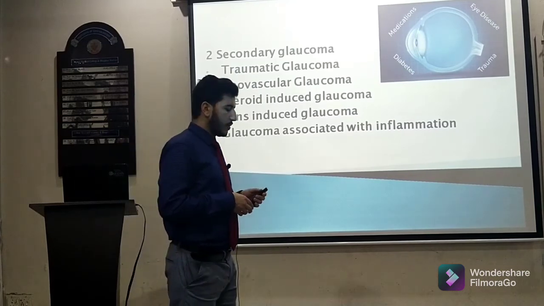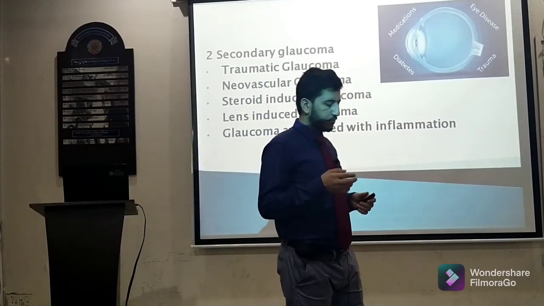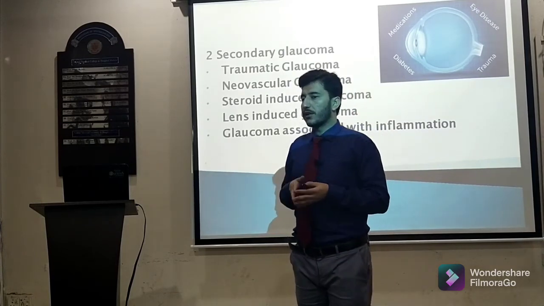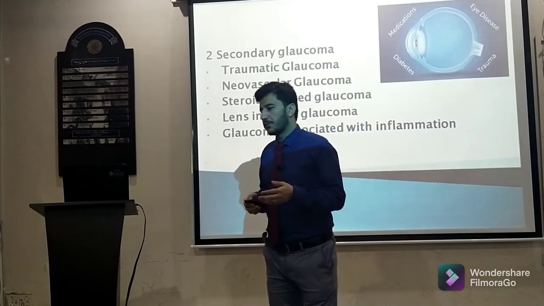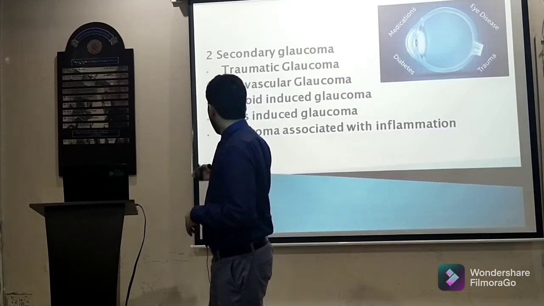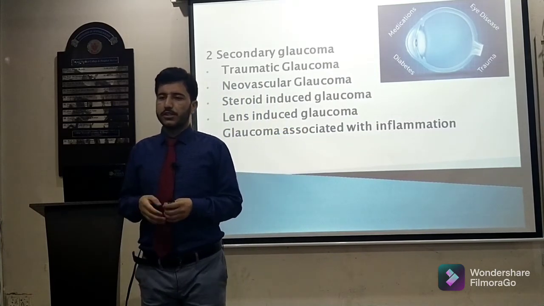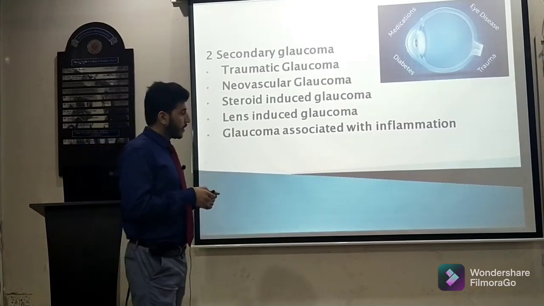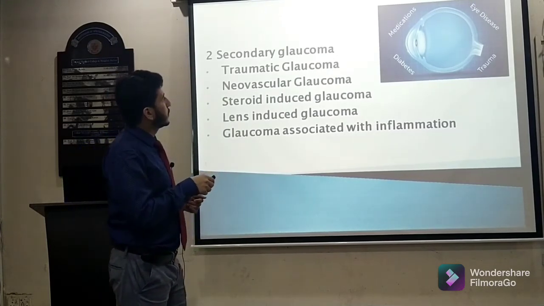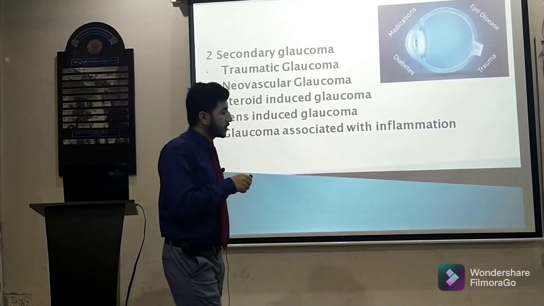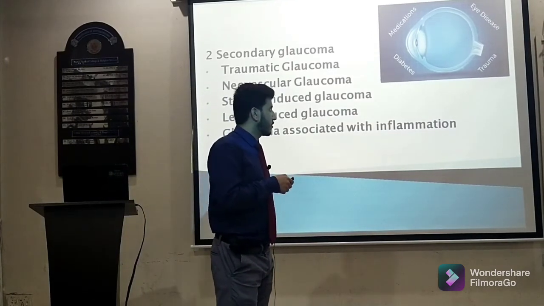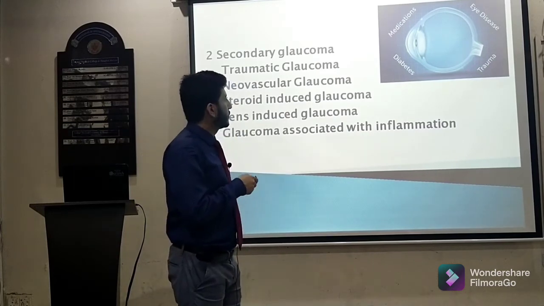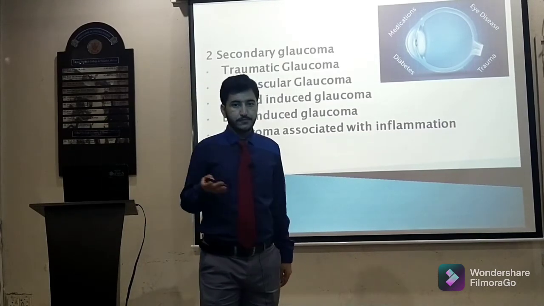In phacolytic glaucoma, the lens protein is released into the anterior chamber and the patient will develop glaucoma. Another is glaucoma associated with inflammation, which is associated with uveitis. In the diagram, we can see that medication like steroids can produce secondary glaucoma, eye disease like uveitis can produce glaucoma, trauma can produce secondary glaucoma, and diabetes can produce neovascular glaucoma.